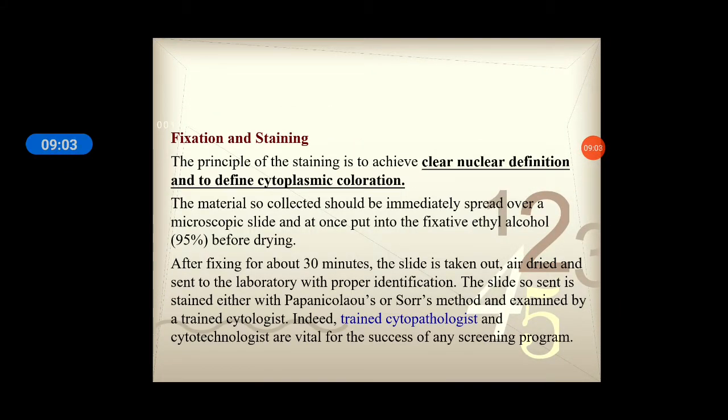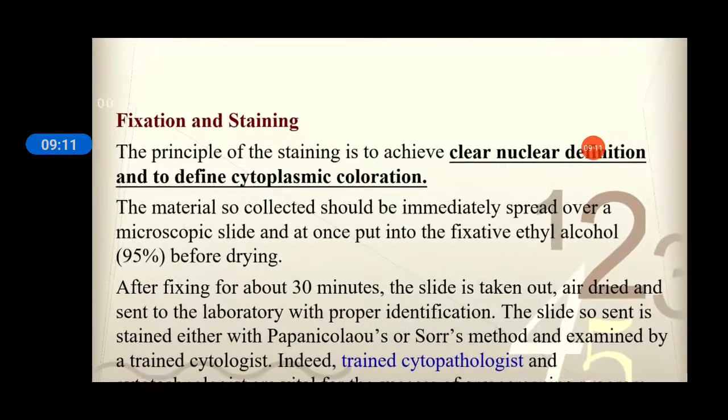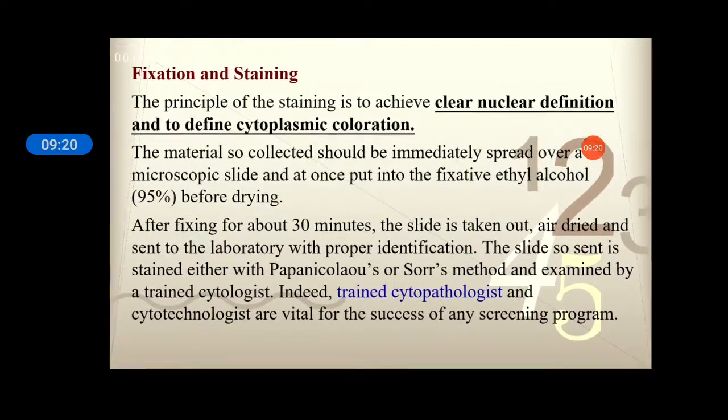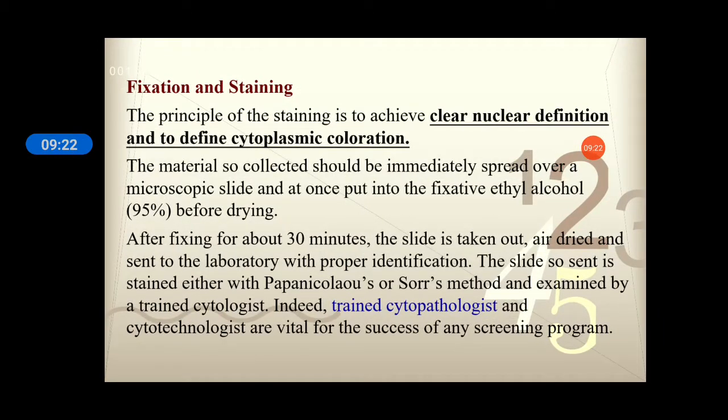Next, after collection, what do you have to do? This is the method of collection. From the three sites you have collected the sample using a pap smear kit. Then after collection of the sample, the next step is fixation and staining. The principle of the staining is to achieve clear nuclear definition and to define the cytoplasmic coloration. So you need to stain it. After fixation you have to stain it.